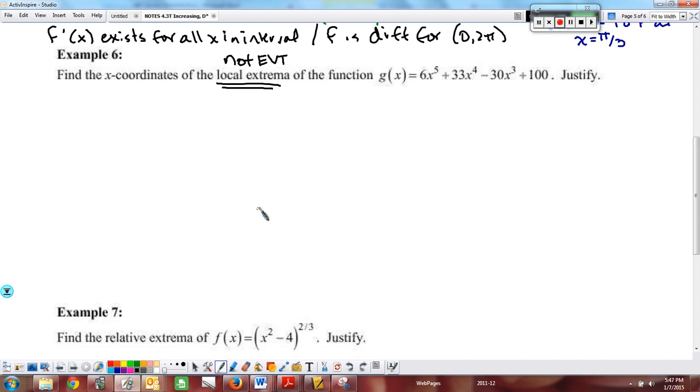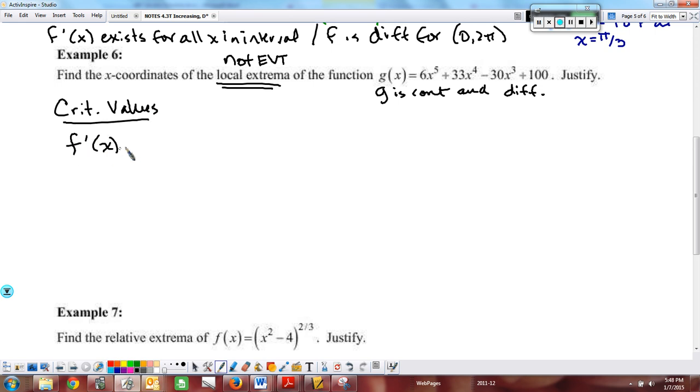All right, so let's take a look at this one. Now I have a polynomial. Again, g is continuous and differentiable because it's polynomial. Right? Notice I don't have an interval here. That's okay. I'm trying to find local extrema. All I'm trying to determine is where the derivative switches signs, and what are my critical values. So I'm going to come over here. I'm going to find my critical values. I'm going to find my derivative.